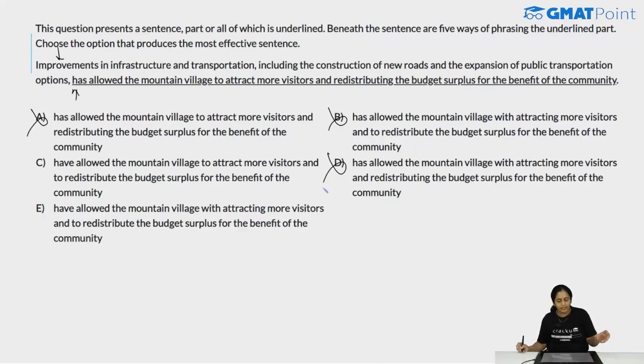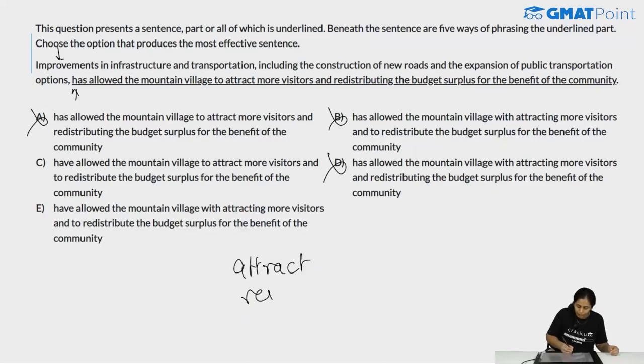Have allowed the mountain village to attract more visitors and redistribute the budget surplus for the benefit of the community. So, two effects of the improvements are given. First is the ability to attract, and secondly, redistribute the budget surplus for the benefit of the community. Now, whenever a list is given, even if the list is of two items, both items should have parallel structure. So, if you have attract more visitors, then you should have redistribute. You can't have attract more visitors and redistributing. The tense of both of these verbs should be the same. So, if you have attract in simple present, then you should have redistribute, which is also in simple present tense.